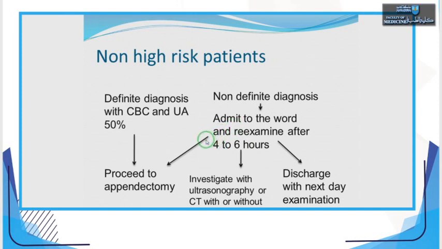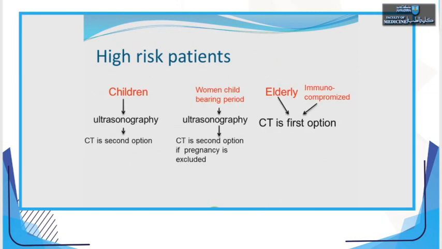If the clinical picture confirms and becomes classical, you proceed to appendectomy. If the clinical picture resolves and patient becomes normal, you discharge for next day examination. If still he is not definite in diagnosis and he is a non-high-risk patient, you investigate with ultrasound or CT with or without IV contrast. You start with ultrasound, and if there is still doubt, you use CT.